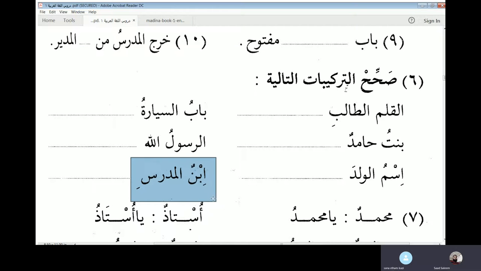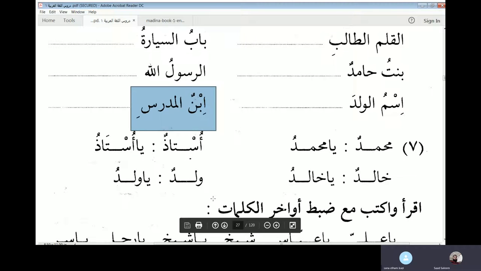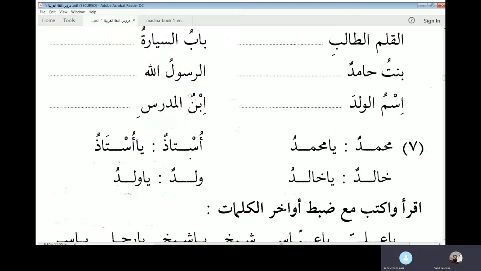Ibnul mudarrasi. Here, we cannot use tanween with Muzaf. Okay, this is the mistake. Tanween with Muzaf. So we'll use dhamma. But where is the tanween here? On noon, we have a tanween. We have two dhamma here. We can use only one dhamma. Yes. Okay. So we'll stop here.